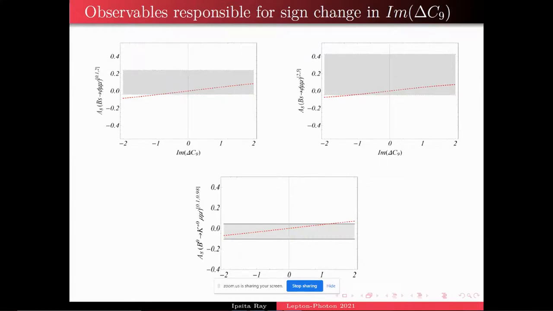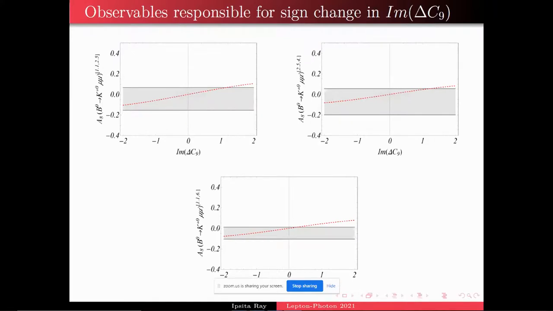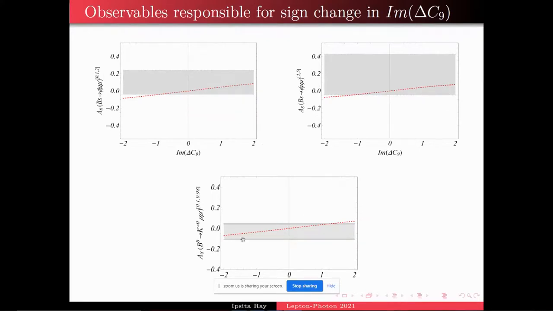Now, to understand the impact of the CP asymmetric observables on our fits, we study the variations of the asymmetric observables with imaginary delta C9 for the best fit value of real delta C9. It is shown that in the B_s → φ μ+ μ- mode, the asymmetric observable A8 prefers a positive solution for imaginary delta C9, as shown by the upper two plots. Whereas in the B → K* μ+ μ- mode, the asymmetric observable A8 prefers negative solutions. Another thing is that the experimental data on A8 from B → K* μ+ μ- is more precise than that of the B_s → φ μ+ μ- mode.